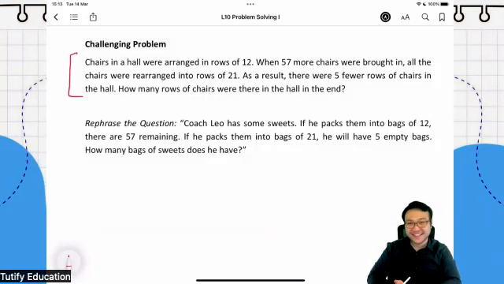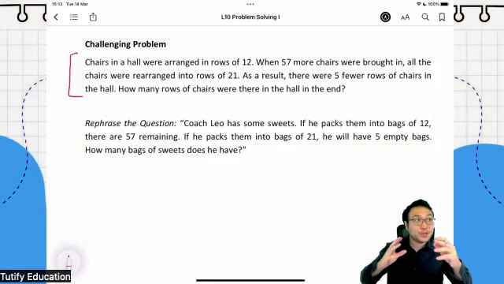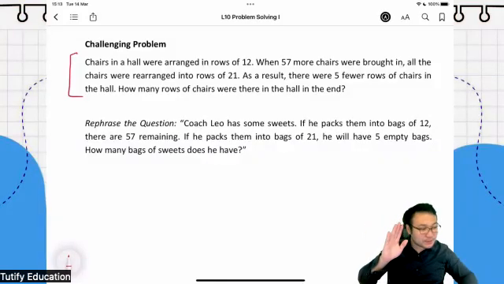Just pretend. Pretend what? Let's just pretend that the number of chairs is always the same. So they say that, oh, I'm going to take 57 chairs from somewhere else. Don't care about them. Just pretend that the 57 chairs are already inside the hall.